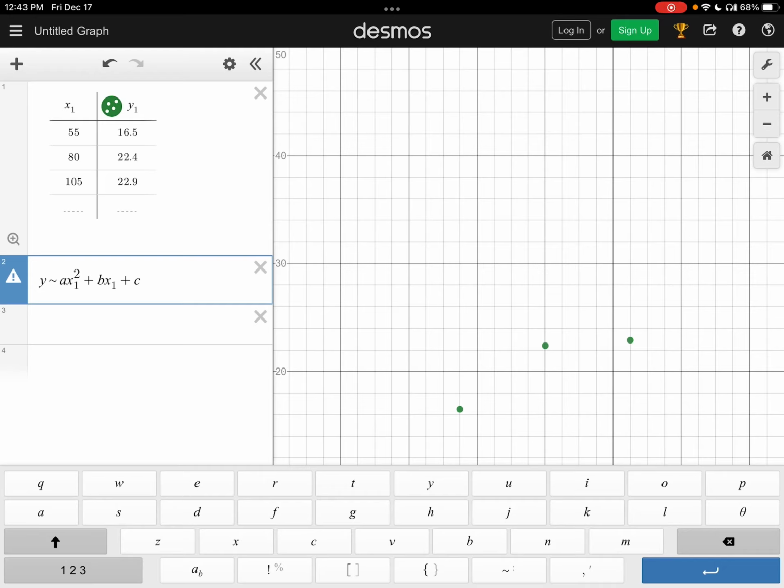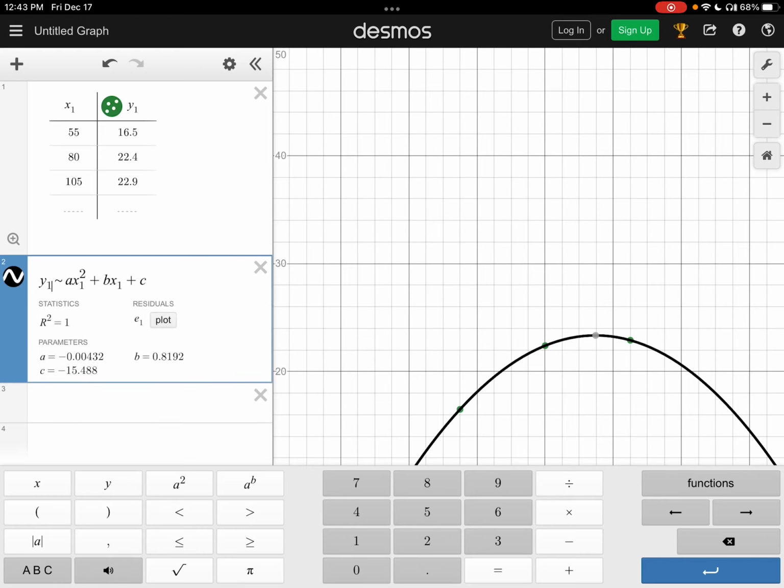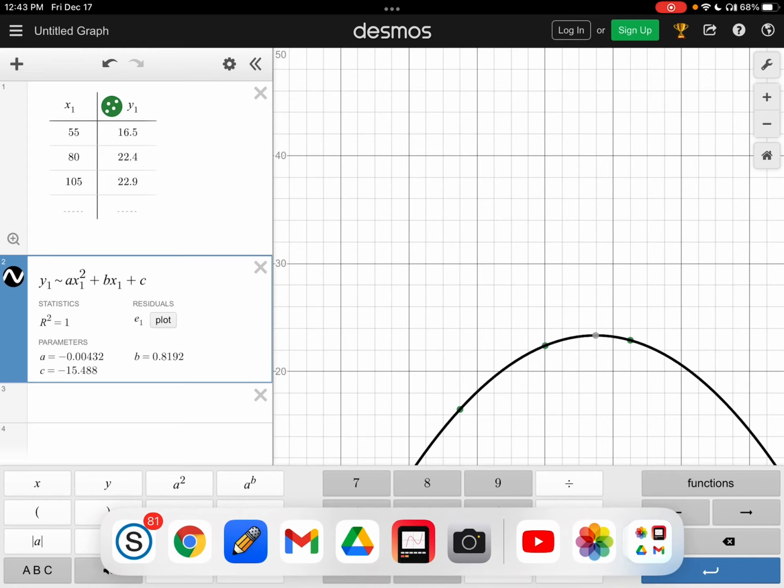Oh, I apologize. This y needed to say y sub 1, so I need to go back to it and make it y sub 1. There we go. Now I have everything I need. I have the values of A, B, and C. You can notice, please, how it goes through those 3 points perfectly, doesn't it? So I'm just going to take a quick, I'll do a quick dual screen here.